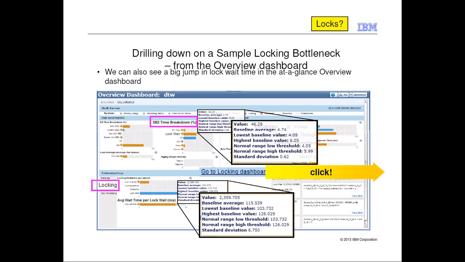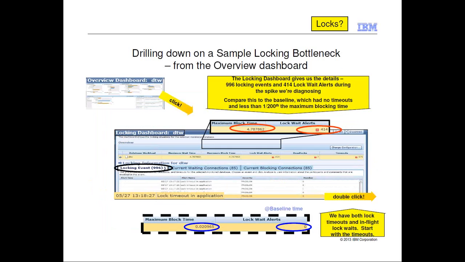On the bottom section of the overview dashboard, we go to the locking dashboard, wherein we try to find out more details on what exactly is happening, and then we find that the average wait time per lock has also increased from 115 milliseconds. It has now gone up to 2,359 milliseconds. And then we go ahead and try to identify what exactly has caused this lock wait time to increase so much.